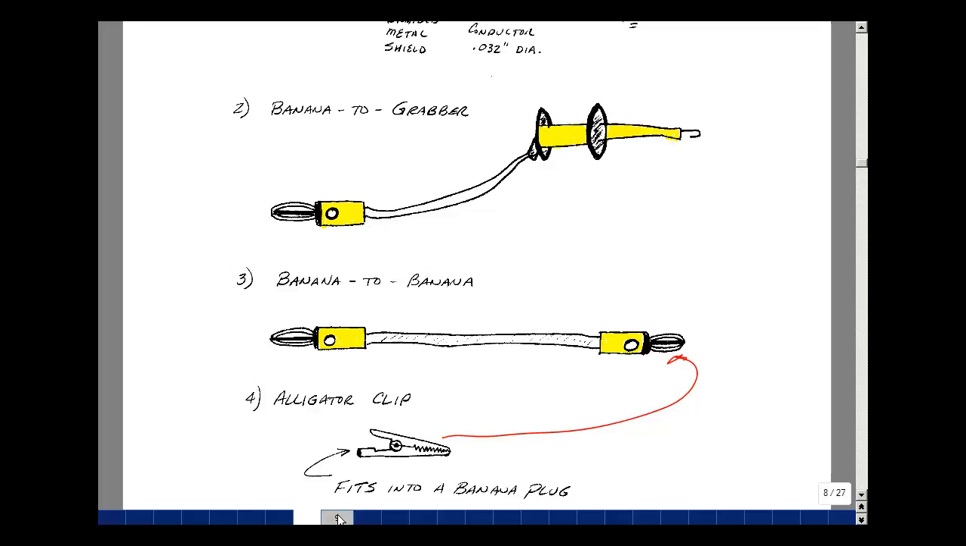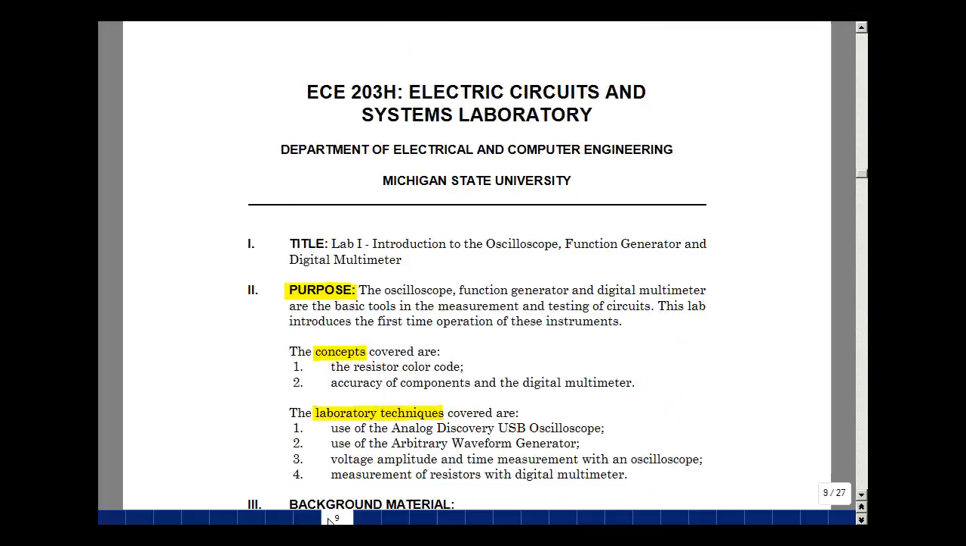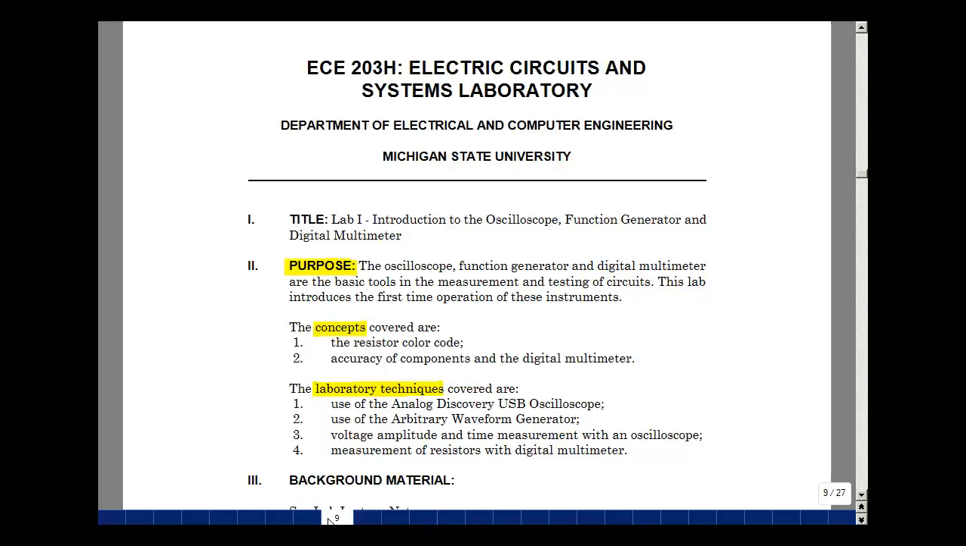Now the rest of this is the lab itself. And with every lab, I like to put a purpose. In this particular case, we're looking at the oscilloscope, the function generator, and digital multimeter as our basic measurement tools. With every lab, I also have concepts that I'm covering. In this particular case, we take a look at the resistor color code and the accuracy of components and also our digital multimeter. Every lab will have some laboratory technique.